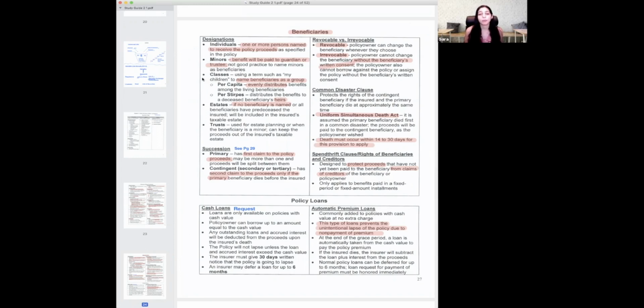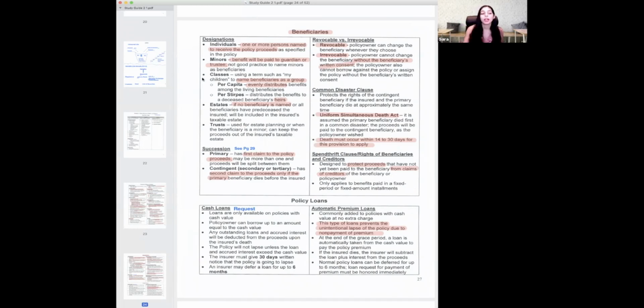Classes. A lot of people say, oh, my kids or my siblings or things like that, right? If you say stuff like this, there's two ways we can split it. Per capita, if you speak Spanish, maybe you'll understand it like per cabeza, per head. So if there's $100,000 in death benefit and there's 4 kids, and they said, oh, my kids, that means each kid would get 25 grand, right? Because they split it evenly per head.